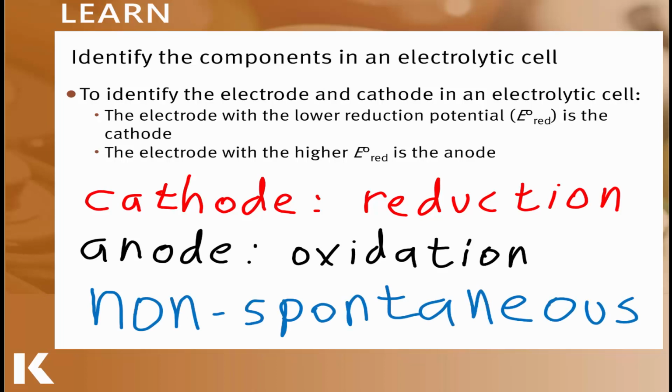But in a non-spontaneous system, instead of expecting the reduction, the cathode, to happen at the place of the higher reduction potential, in this non-spontaneous system, it's the reverse. We expect the electrode with the lower potential to be the cathode, and the electrode with the higher potential to be the anode. So this is opposite for electrolytic cells versus galvanic cells.